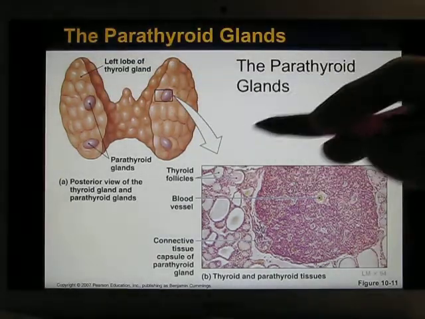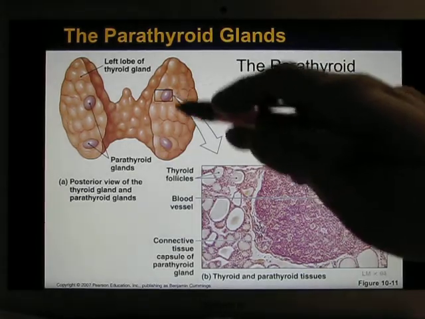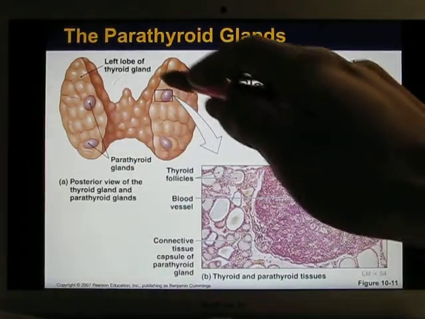And that's the posterior part of your thyroid gland. These 4 are the parathyroid glands.